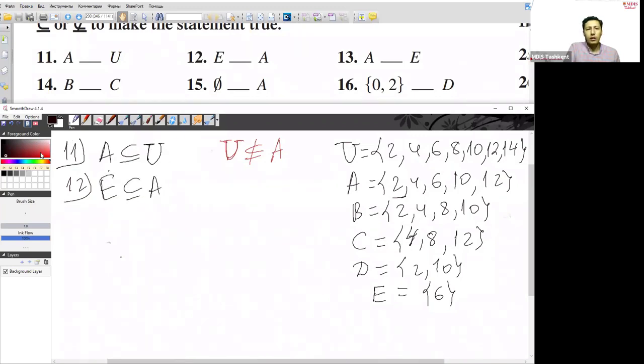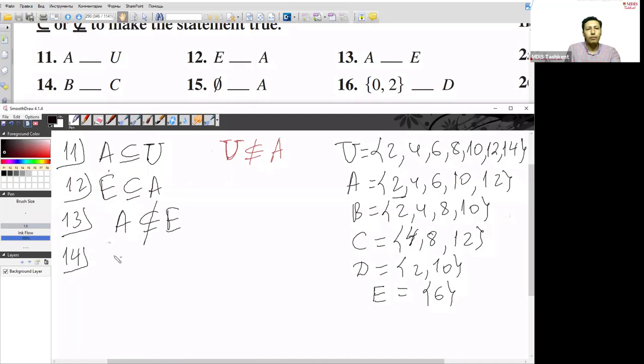So number 12, E subset of A. We have 6 in E. Is it a subset of A? Do we have 6 in A? Yes. So it is a subset. Now A subset of E. You compare the elements of A with E. 2. Do we have 2 in E? No. Therefore it is not a subset.